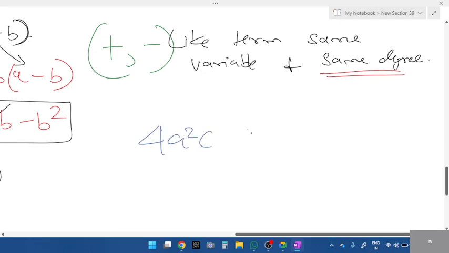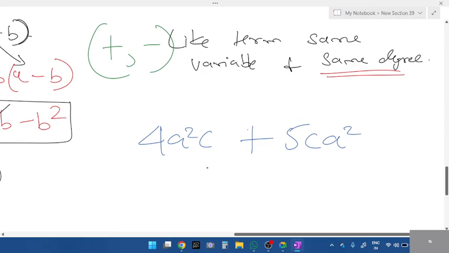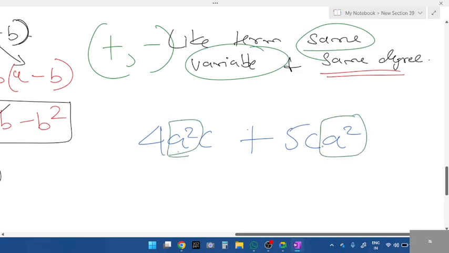4a square c plus 5ca square. Are they like terms or unlike terms? What's the rule for like terms? It should have the same variable and same degree. Look here, a square c and 5ca square. The position doesn't matter. They can write however they want. Just compare the degree. A square and a square are same. C and C are same. If both are same, how do you add this? You can add and subtract.